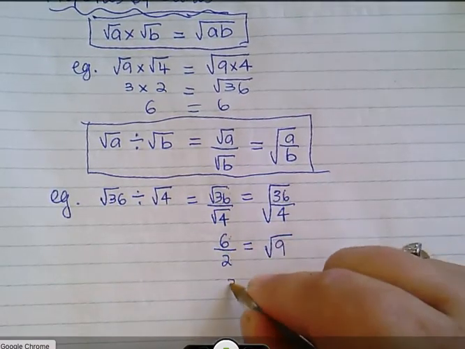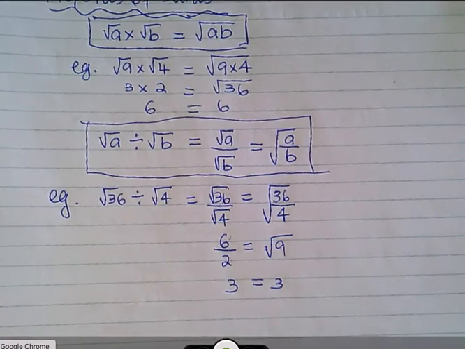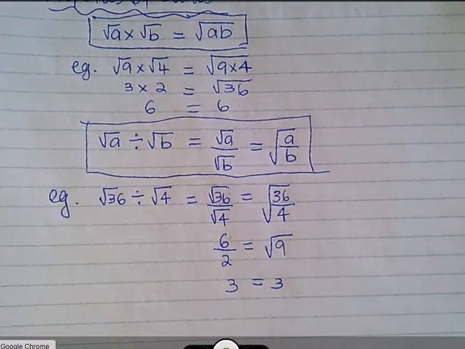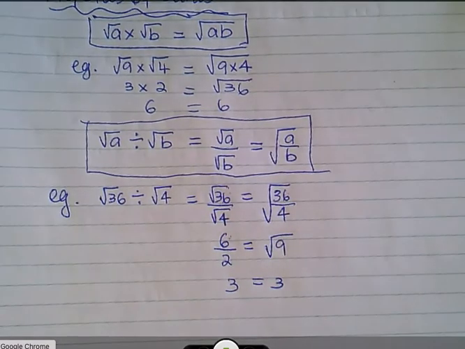And 6 divided by 2 is 3. In other words, you can work out each square root separately, then divide. Or you can divide the numbers first and then do the square root once. Okay? That's the second property.